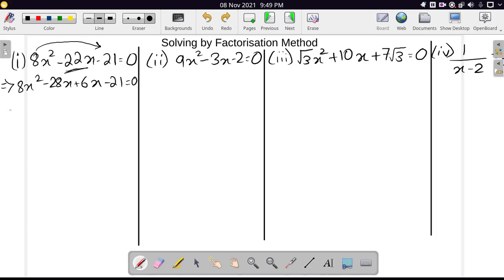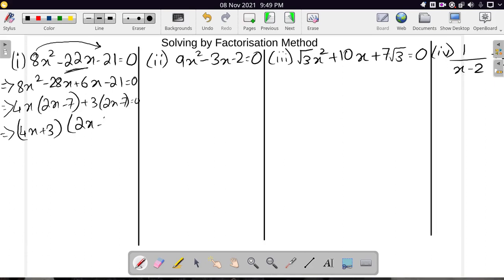Now we will just evaluate. We can take 4x common over here: 4x(2x minus 7) plus 3(2x minus 7) equal to 0. This is equal to (4x plus 3)(2x minus 7) is equal to 0. So x will be minus 3 by 4 and 7 by 2. These are the two values. Now we will do question number 2.